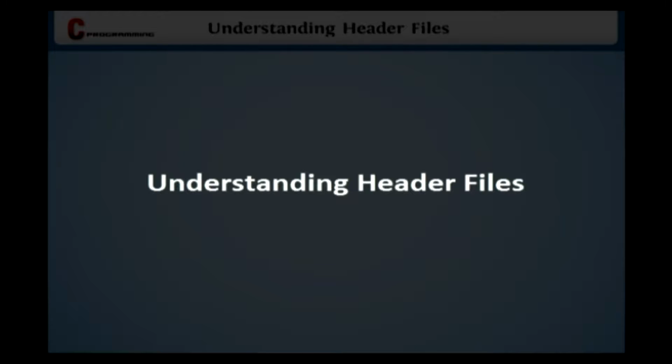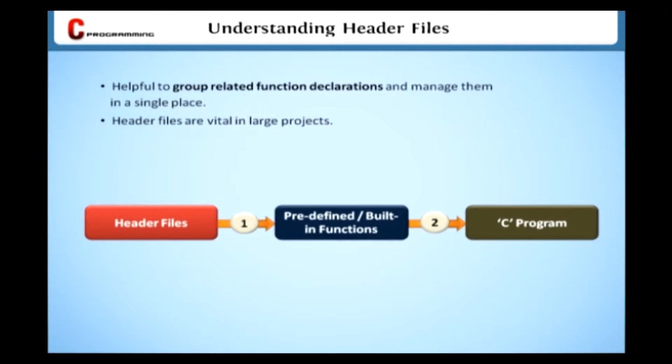Understanding header files. We need to declare all functions in C language before we can use them, because it would be helpful to group related function declarations and manage them in a single place. This is the function of header files. Header files are vital in large projects because they give you an overview of source code without having to look through every line of code. Let's take a look at the sample image.